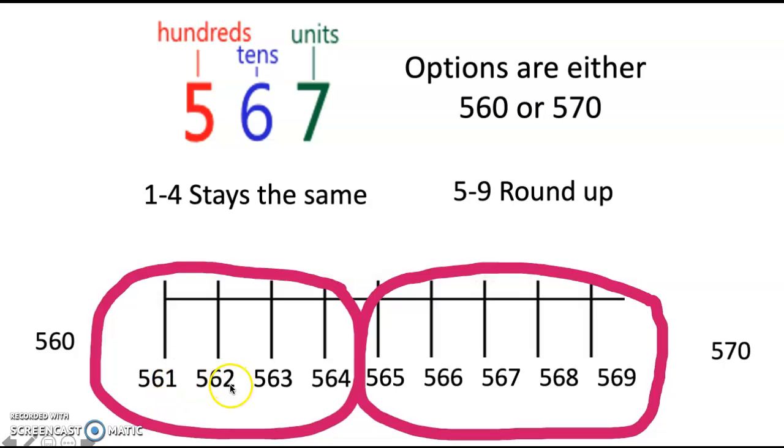A way to see this is, as we have this number, if the units column is 1, 2, 3, 4, we see that it's closer to 560. If it's 565, 6, 7, 8, or 9, we see that it's closest to 570. 565 is in the middle, but we have decided that it is going to round up. So that is just something that you have to know. But it makes sense because these are closer to this number, and these are closer to that number.